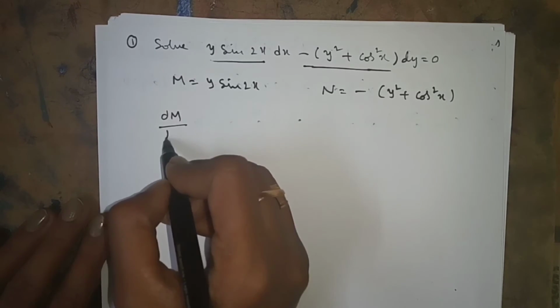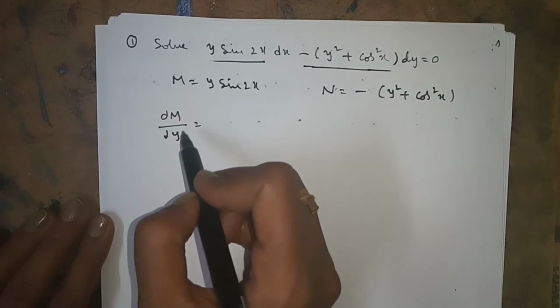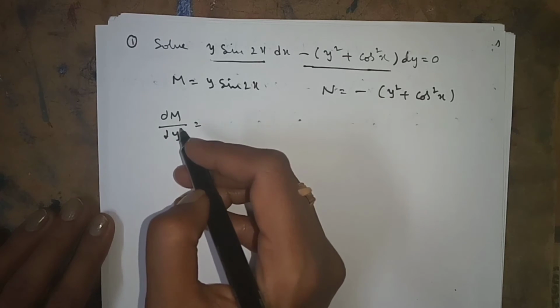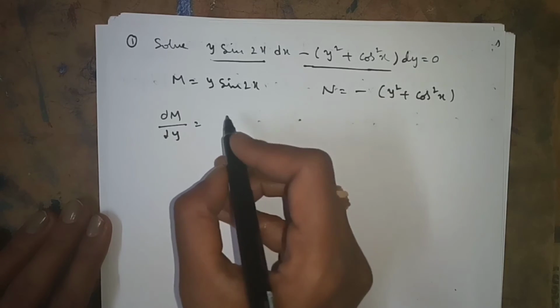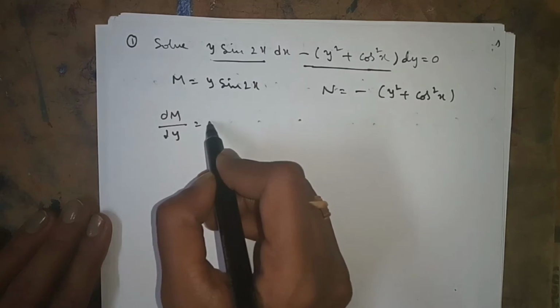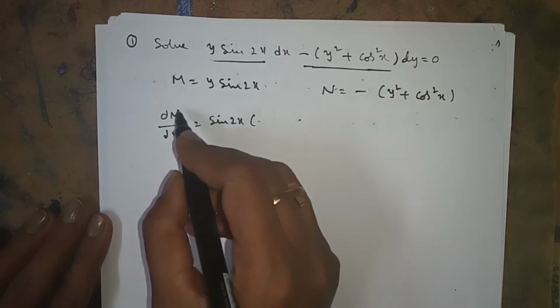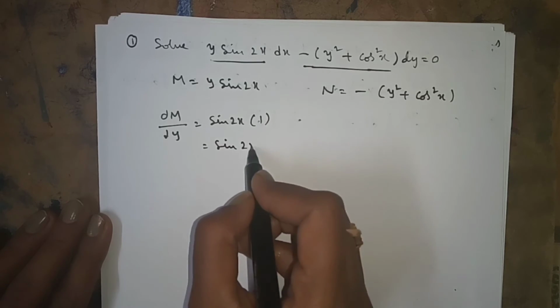∂M/∂y. I am differentiating this one partially with respect to y. While differentiating partially with respect to y, you have to differentiate y terms only. Any x terms occur, treat as constant. y into sin 2x, sin 2x I will treat as a constant. y, differentiation is 1. That is equal to sin 2x.